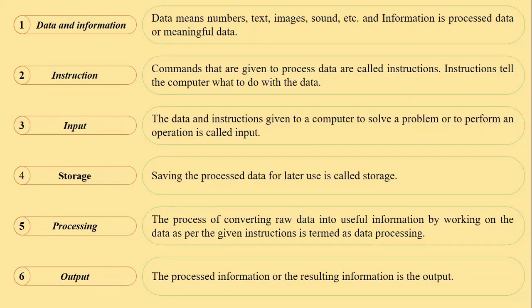Data and information. Now what is data and information? Data means numbers, text, images, sound, etc. And information is processed data or meaningful data. Data does not convey any meaning. It is processed or manipulated using the computer to derive information. I hope it is clear.